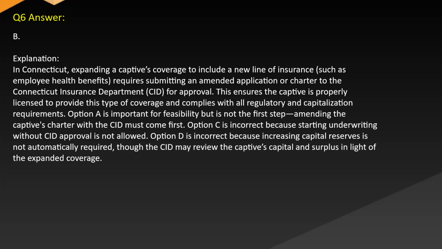Option C is incorrect because starting underwriting without CID approval is not allowed. Option D is incorrect because increasing capital reserves is not automatically required, though the CID may review the captive's capital and surplus in light of the expanded coverage.